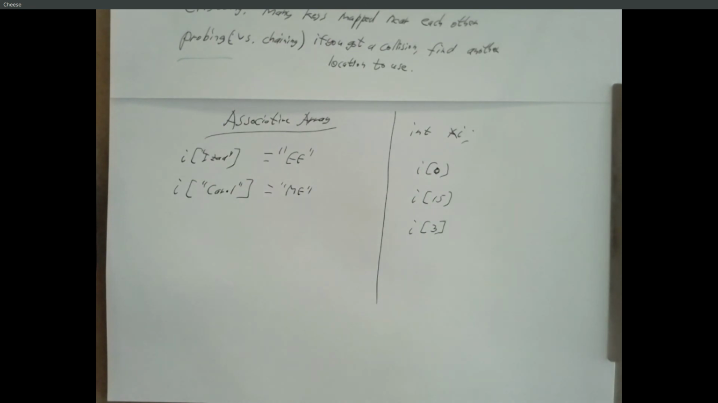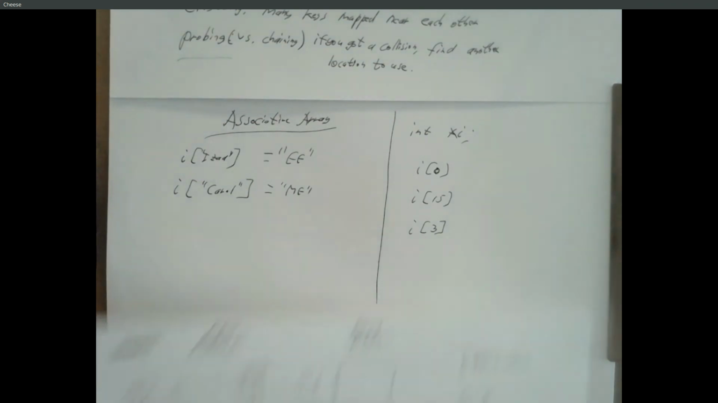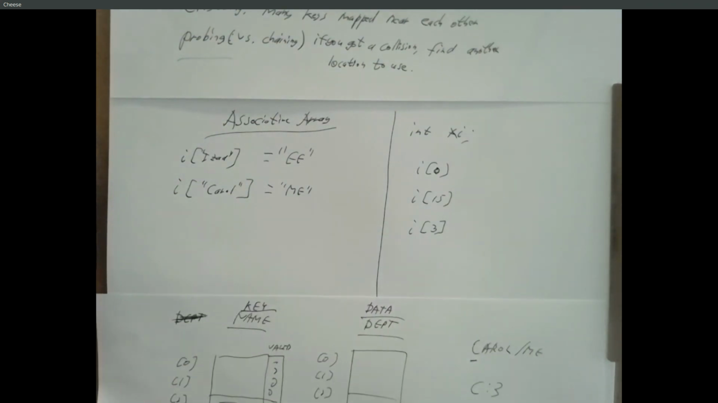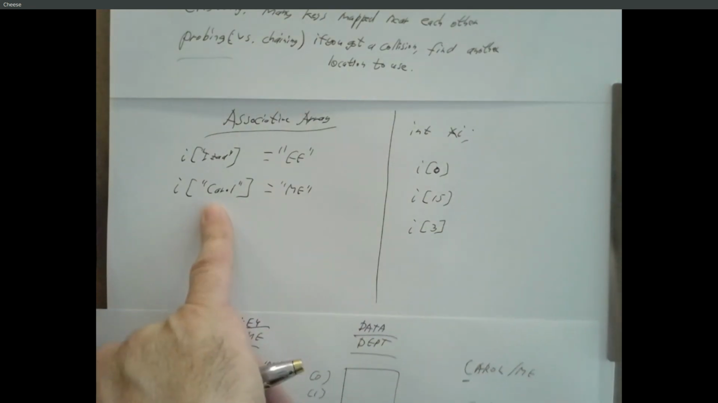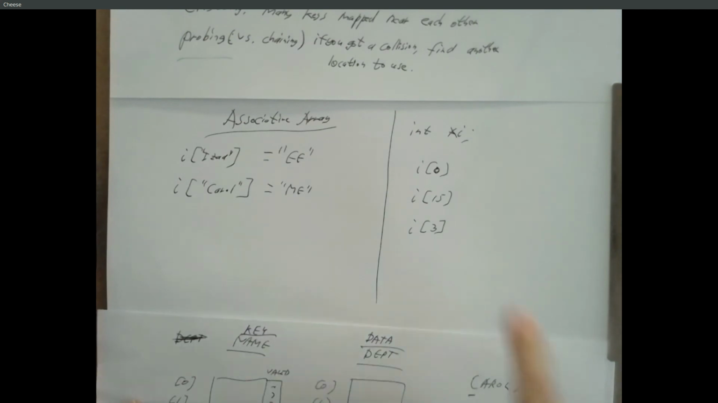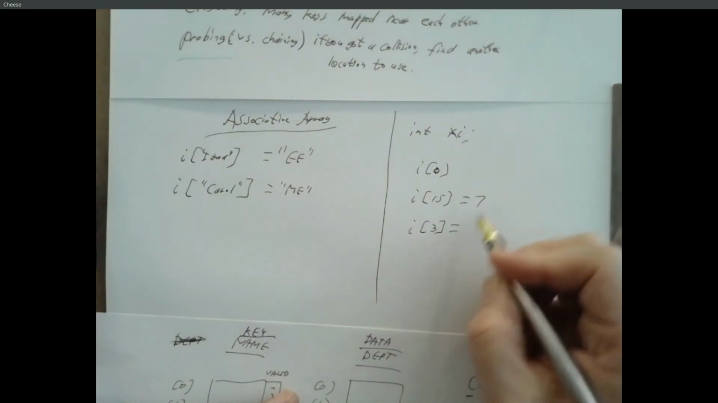This is what a hash, underneath this is a hash, right? This is how a hash can appear to us. I'm going to give you a name, you're going to give me a piece of information associated with that name. That's what an array is. I'm going to give you an index, and you're going to give me a piece of information.